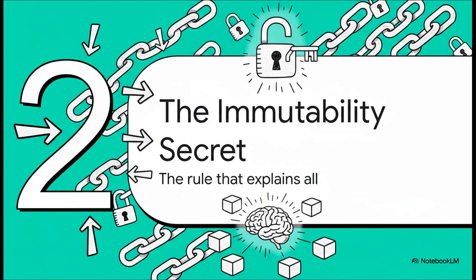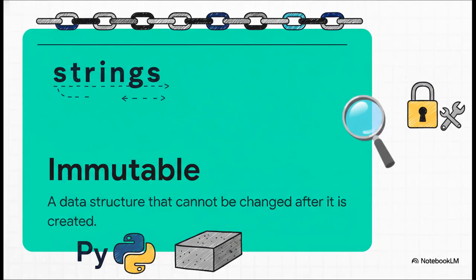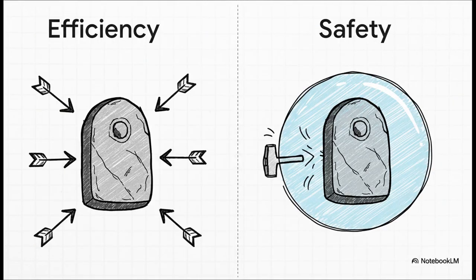Now it's time for the big reveal. This is the one concept, the one secret that makes everything else we've seen just click. The secret is one single word: immutable. It sounds a little fancy, but all it really means is something that once it's been created can never, ever be changed. Period.